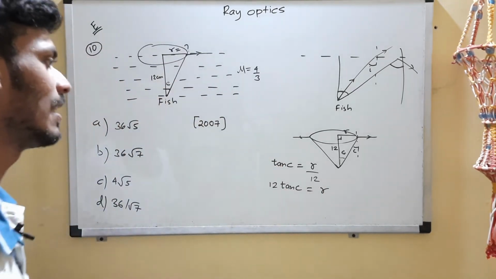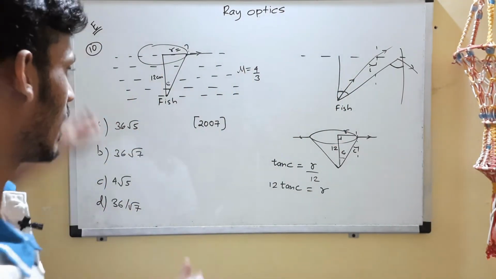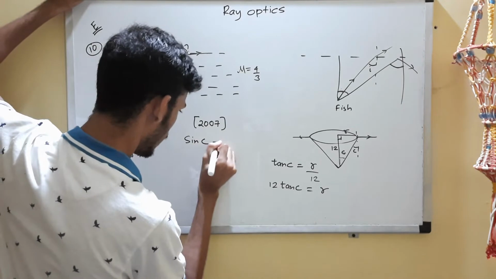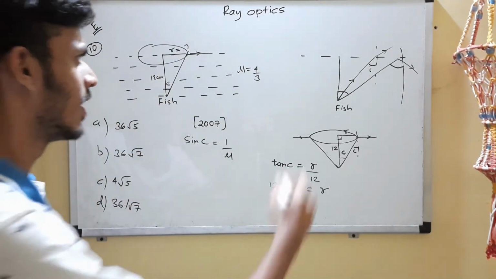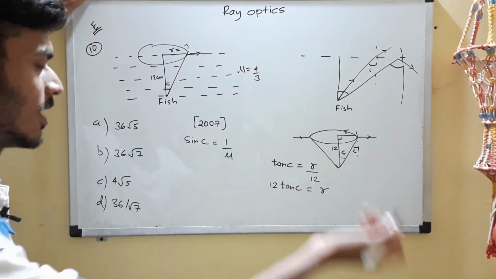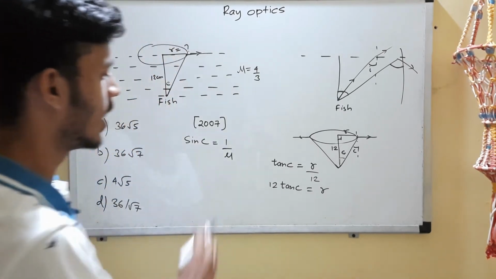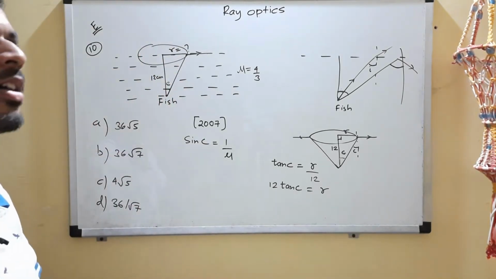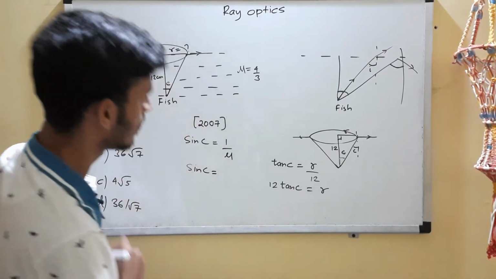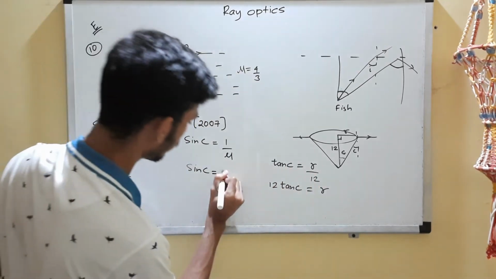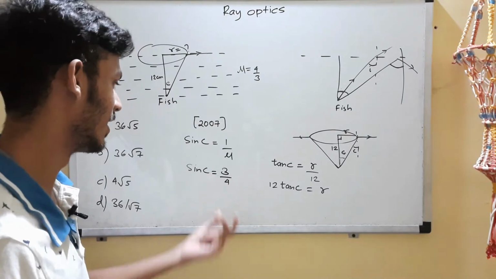Now how to find tan C? We can use the relation for critical angle. We know that sine of C is 1 by mu, where mu is the refractive index of the denser material, right? When the ray is moving from denser to rarer medium, there are chances of total internal reflection happening, and sine of the critical angle is given as 1 by mu. Mu being the refractive index of the denser material. Okay, so sine C will be 1 by 4 by 3, which is 3 by 4. So this is the value of sine C.